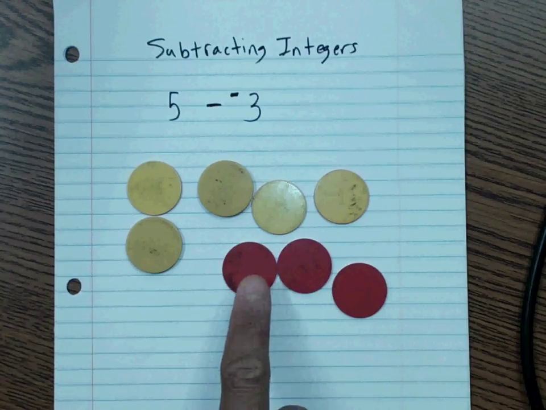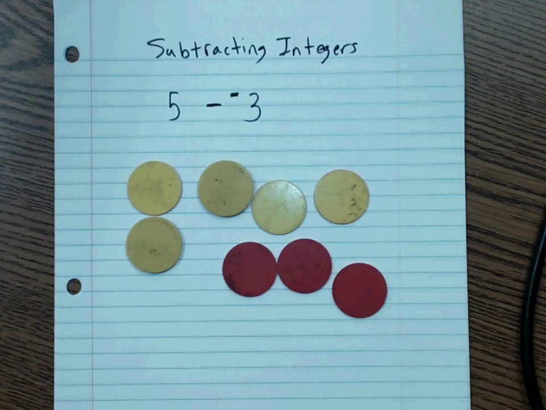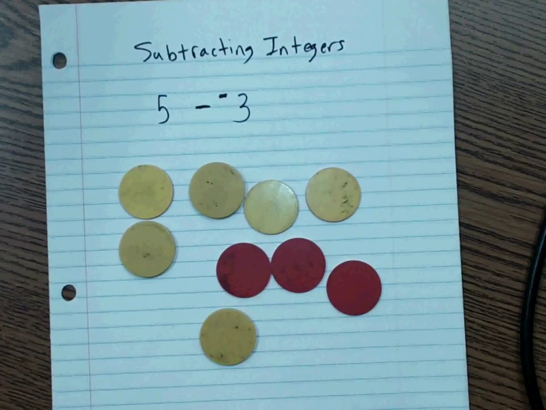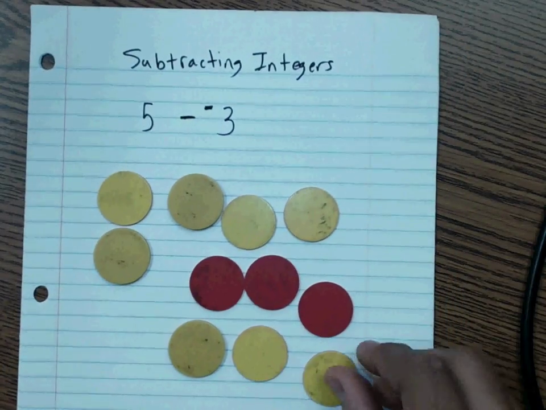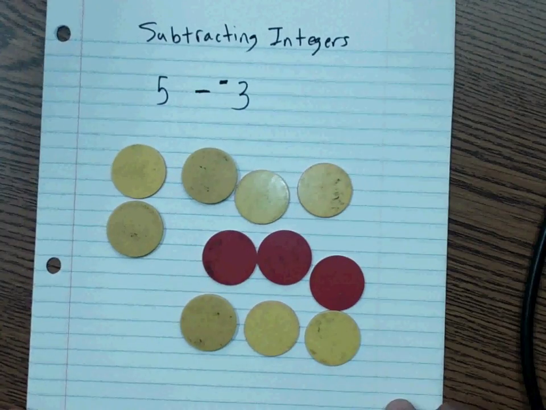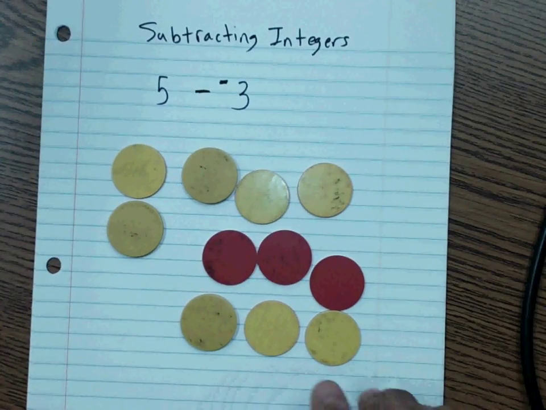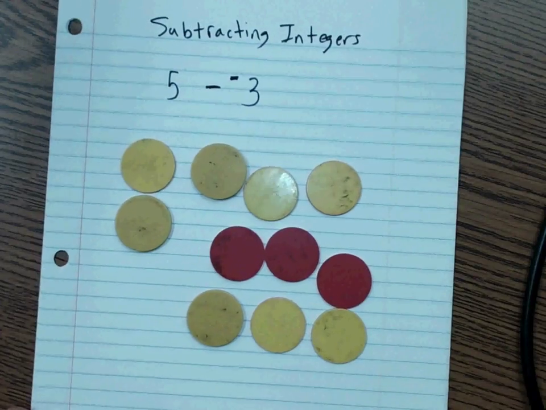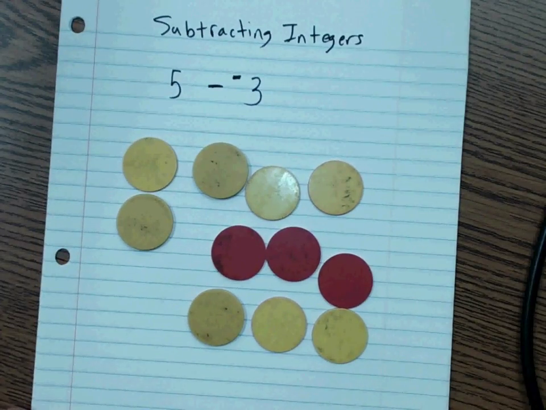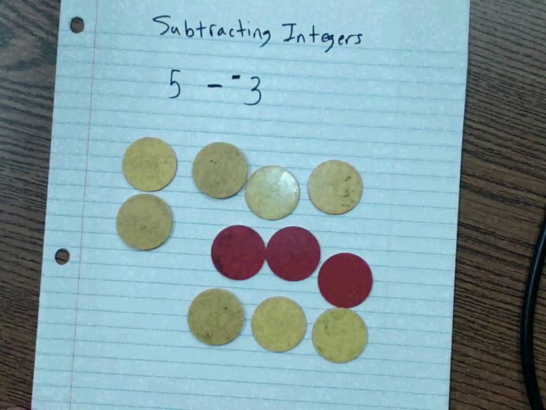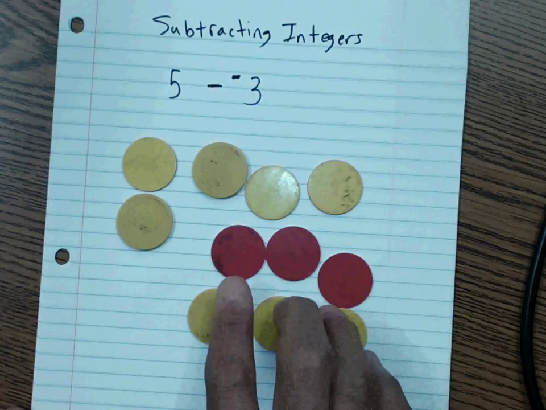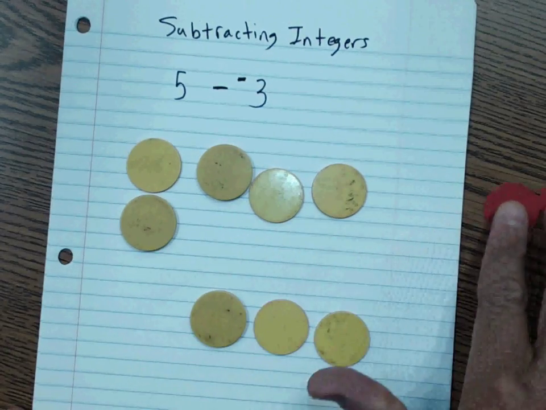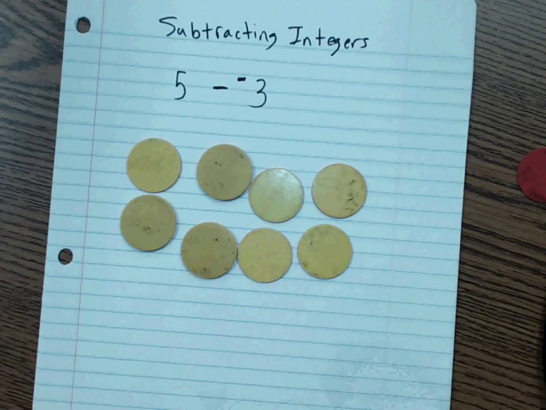So with these negative 3's, I'm going to give them their zero pair. So I'm going to give it 3 positives. So at this point, we still haven't added anything to 5. All we did was give it 0, because remember, these 3 reds and these 3 yellows zero each other out. But if you think about it, now we do have 3 reds to eliminate. So I can take away these negative 3's.